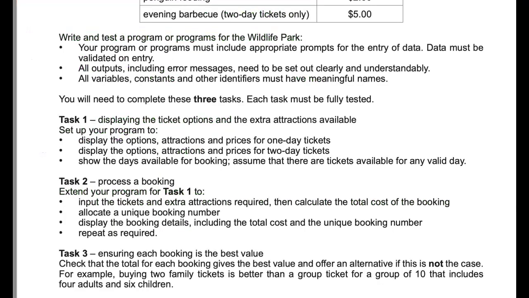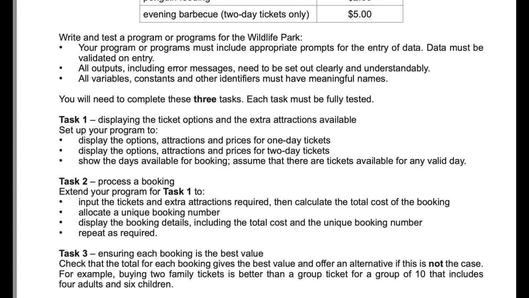And task 2, it says extend your program for task 1 to input the tickets and extra attractions required, then calculate the total cost of the booking, allocate a unique booking number and display the booking details including the total cost and the unique booking number. Repeat as required. So that repeat as required means that we're going to have some kind of loop there. So we'll probably start with that one first. And again, they've kind of bullet pointed everything for us. So we can just start off with that repeat as required loop.